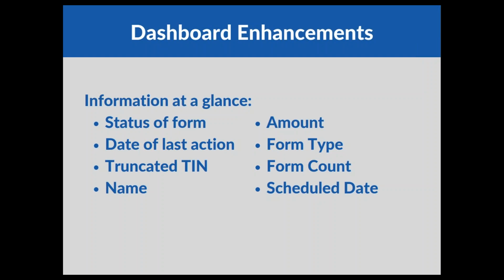All the forms are due to the recipient on January 31st. So you have to get them in the mail, postmarked by January 31st, or you have to send out that email to the recipient by January 31st as well. And that scheduled date that's on here, again, refers to specifically the IRS filing, the e-filing that'll take place for that form.